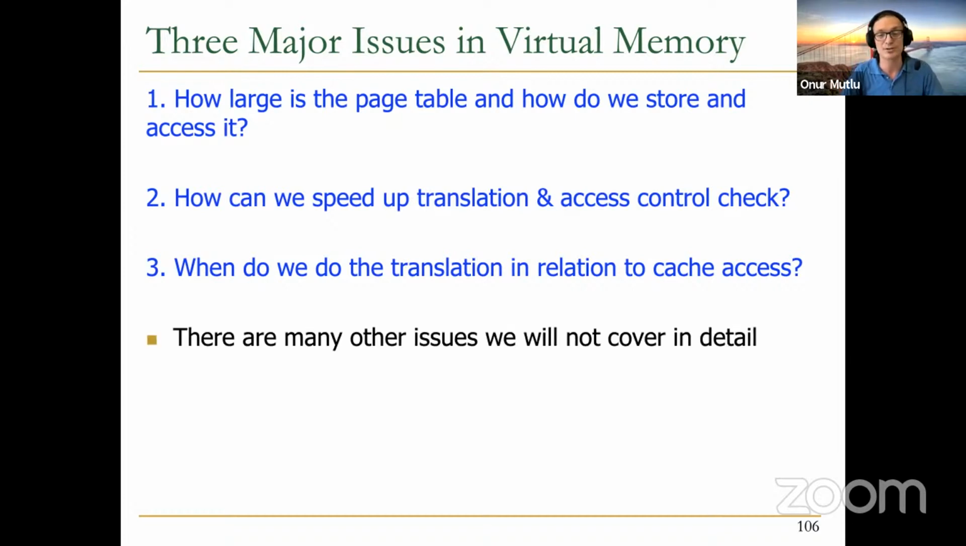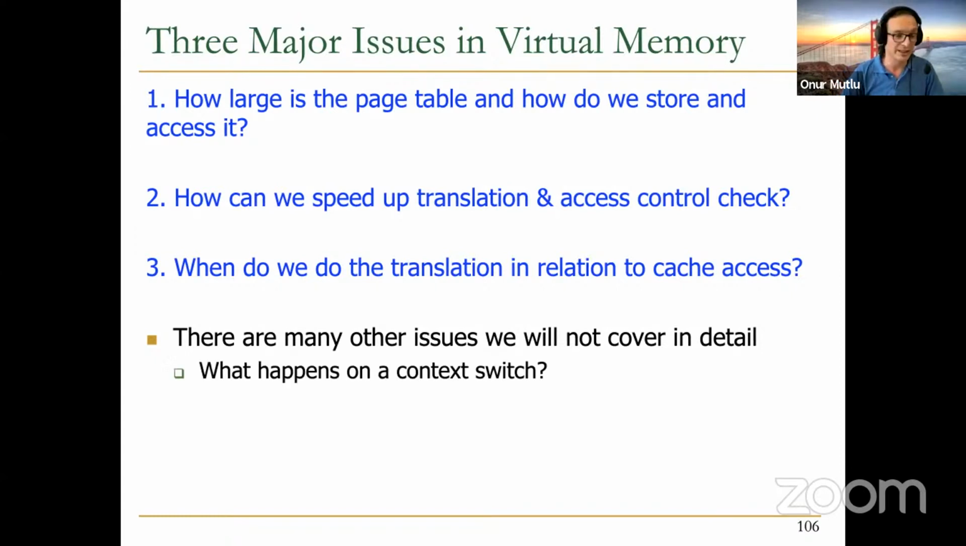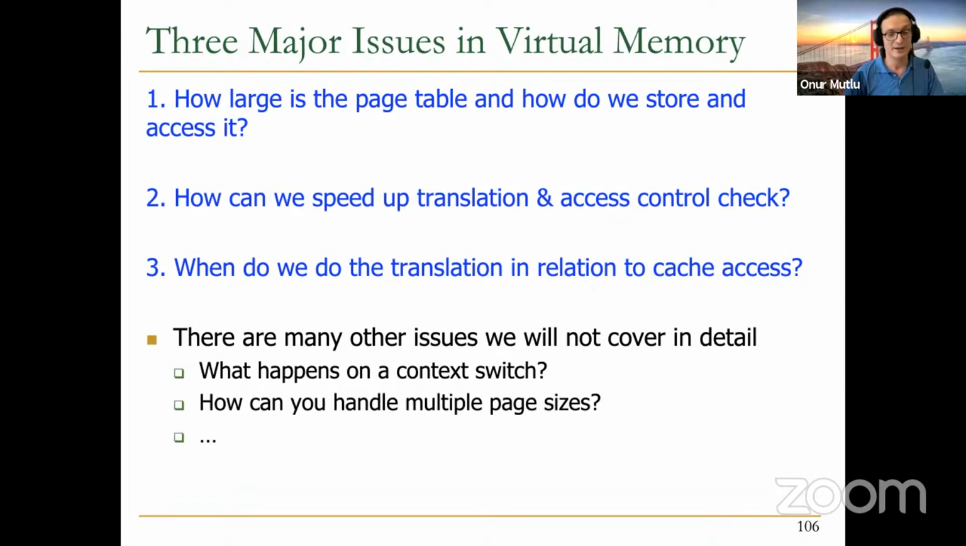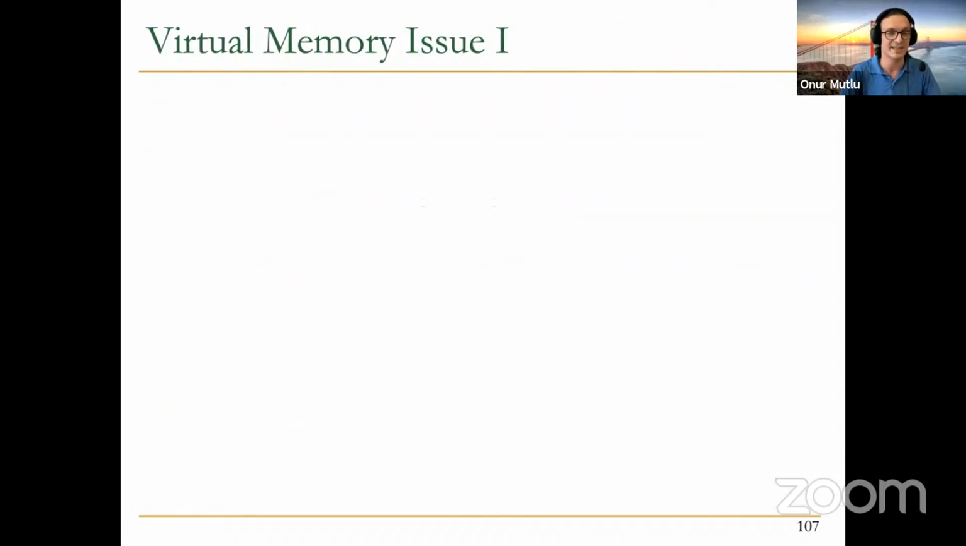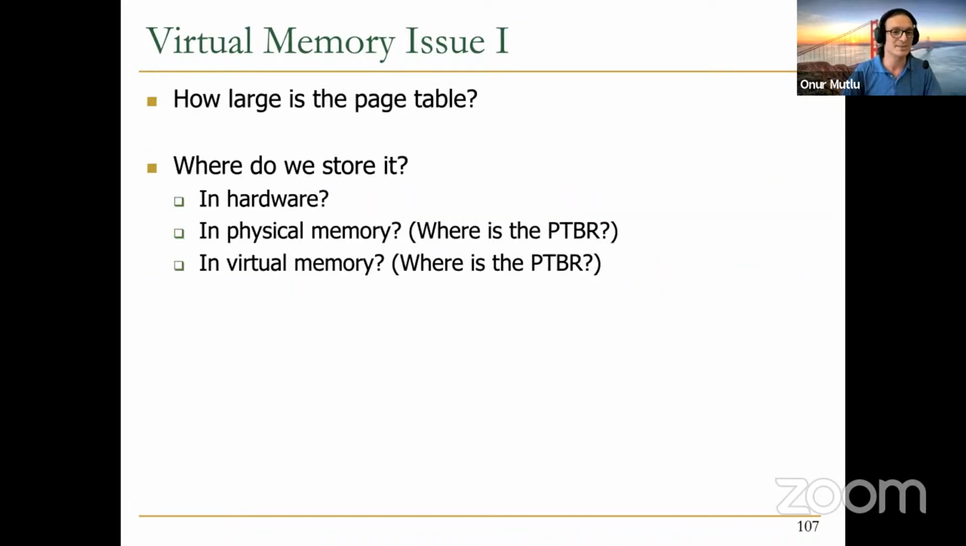There are many other issues in virtual memory that we will not cover in detail. I mentioned some of those while we were discussing some earlier issues. What happens on a context switch? How can you handle multiple page sizes in an efficient manner, etc.? We're going to touch upon some of this when I give you a real world example, but not in great detail.